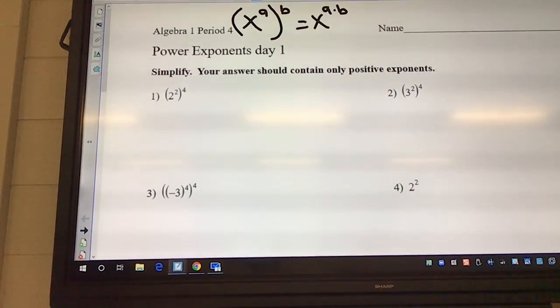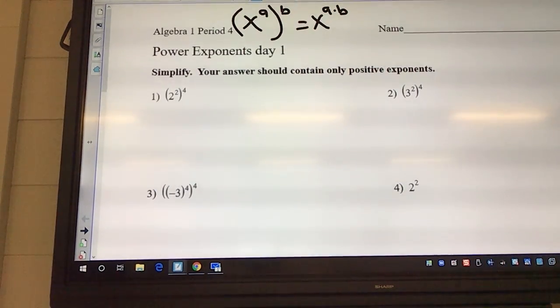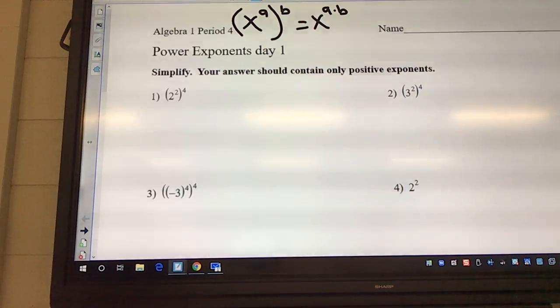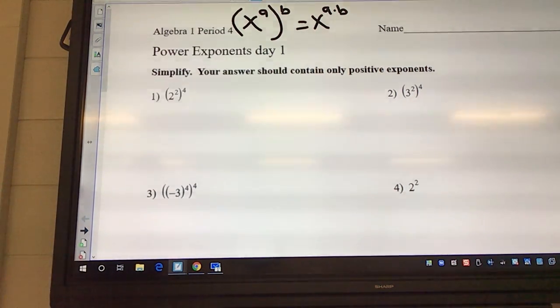So if we were to look at this, and today I think that I only did numbers. Let me look real quick. I did. So today should be fairly short and sweet. Tomorrow I'll start adding some letters and stuff like that.